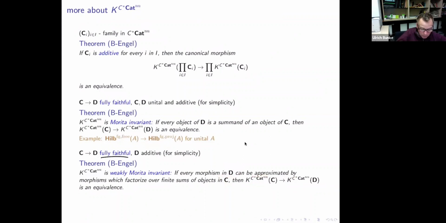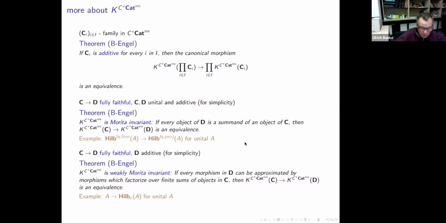Maybe it's complicated to parse, but you should have in mind the following example. We take a unital algebra A and consider the functor which sends A into the Hilbert modules over A with compact operators. This is a huge category, and A is a category with a single object. But of course, every compact operator here can be approximated by operators which factorize over finite sums of A, by definition, more or less. This is an example of a weak Morita equivalence, and so K-theory sends this thing to an equivalence.